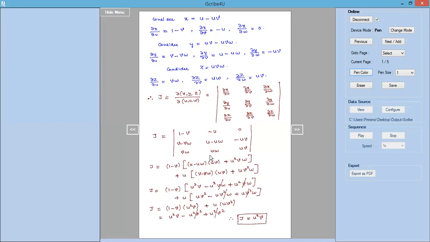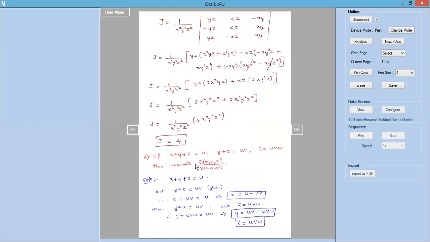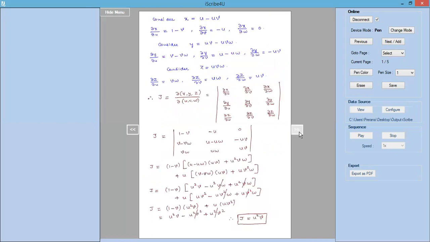We have to just carefully simplify this 3 cross 3 determinant, and if there are like terms with one positive and one negative, we cancel them, and this is how we get the Jacobian for this particular problem, that is the Jacobian of xyz with respect to uvw. Hope the problems on Jacobians are helpful. Thank you for watching.